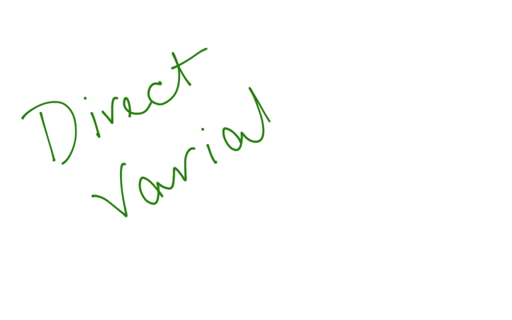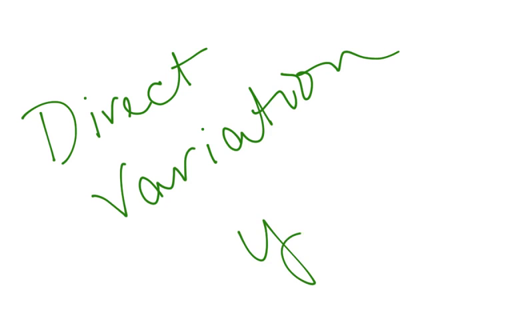This takes you to the assignment for direct variation. Remember that the formula for direct variation is y is equal to kx. K is the constant of variation. Come see me during speed if you have questions.